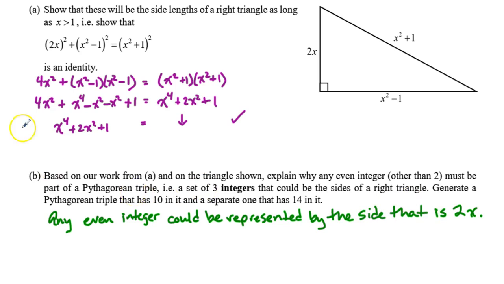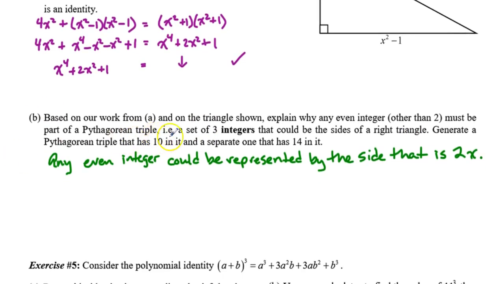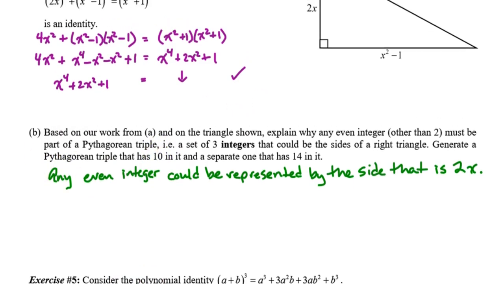So if we were to show that it works for a triple that has 10 in it and another one that has 14 in it, what would you let x be if your side is going to be 10? And then therefore the other two sides, but you think on that.